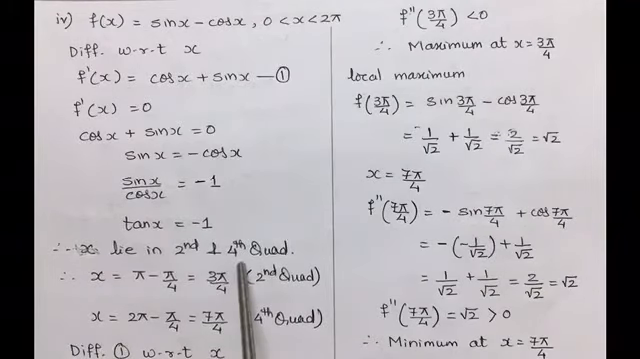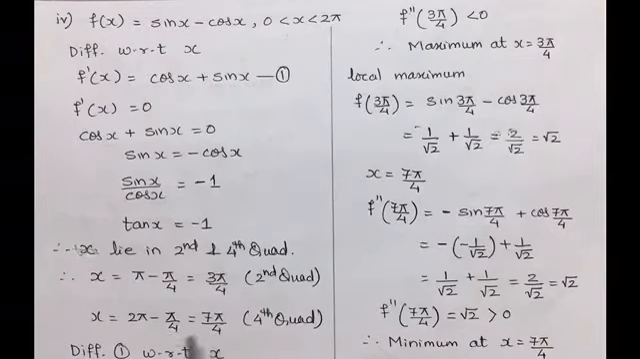In the fourth also it is negative, hence the fourth quadrant is expressed as 2 pi minus pi by 4, that gives 7 pi by 4 after taking out the LCM. So when fourth quadrant is there, x takes the value 7 pi by 4. So we have here total 2 values of x. One is 3 pi by 4, another is 7 pi by 4.